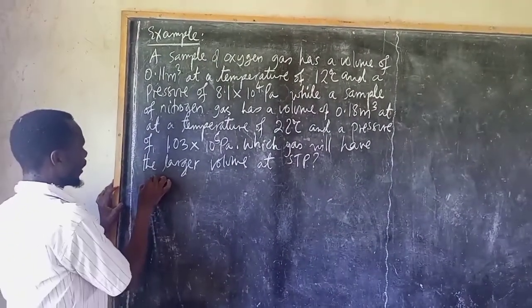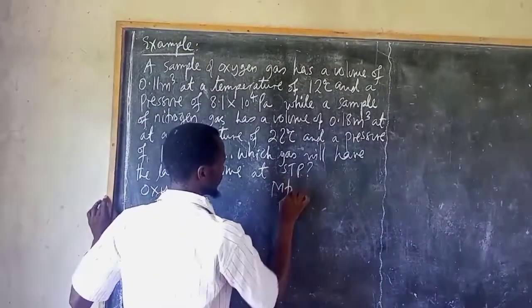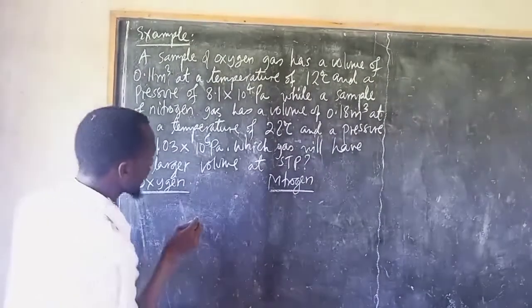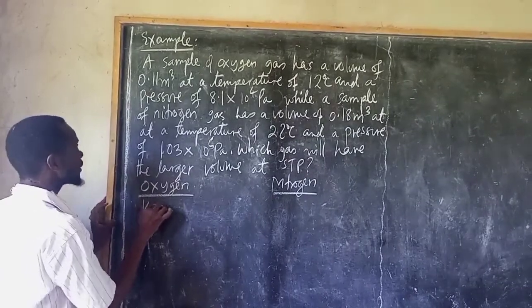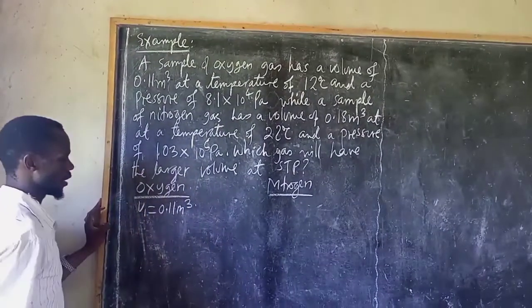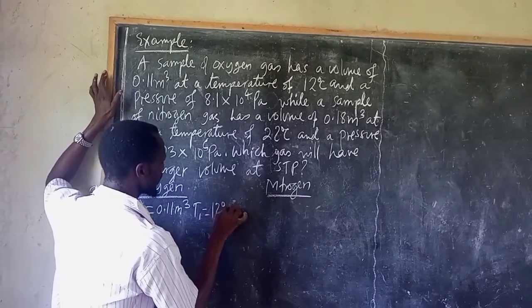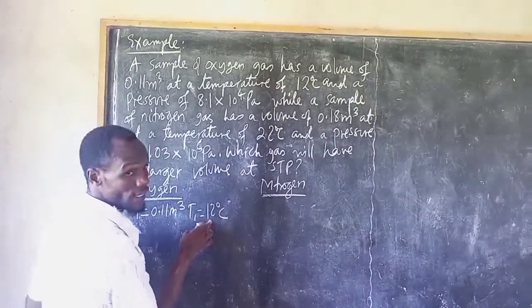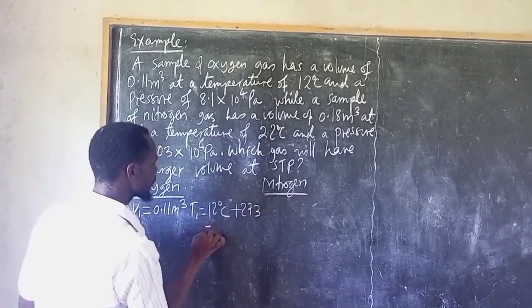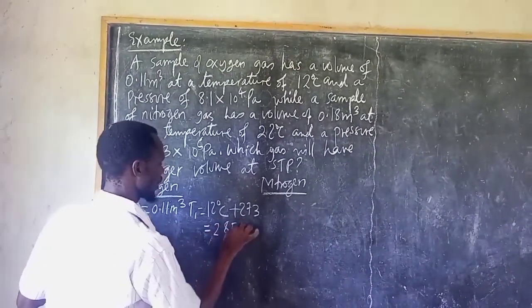So we are having oxygen and nitrogen. Oxygen, the volume of oxygen, V1, is equal to 0.11 meter cubic at a temperature of 12 degrees Celsius. But we need to convert this into Kelvin, plus 273. Definitely it is equal to 285 Kelvin.